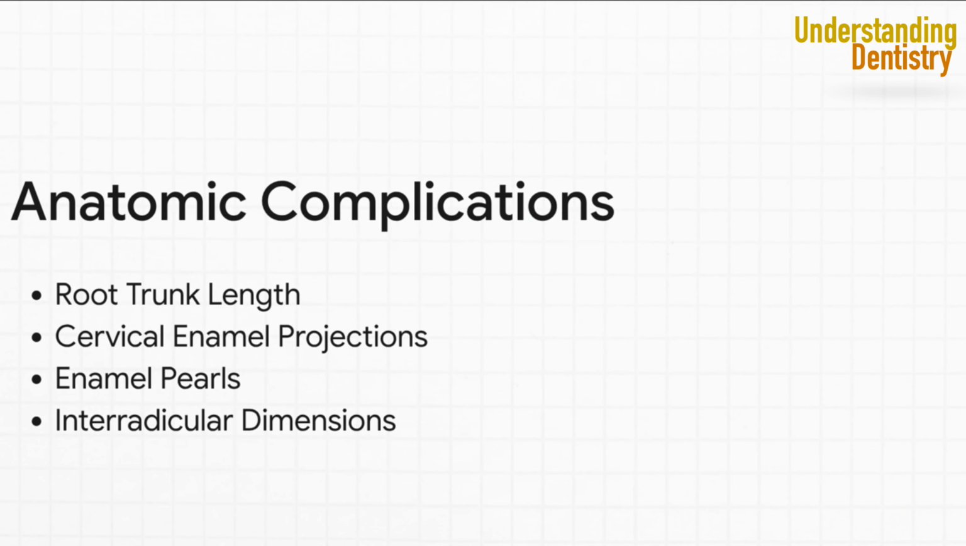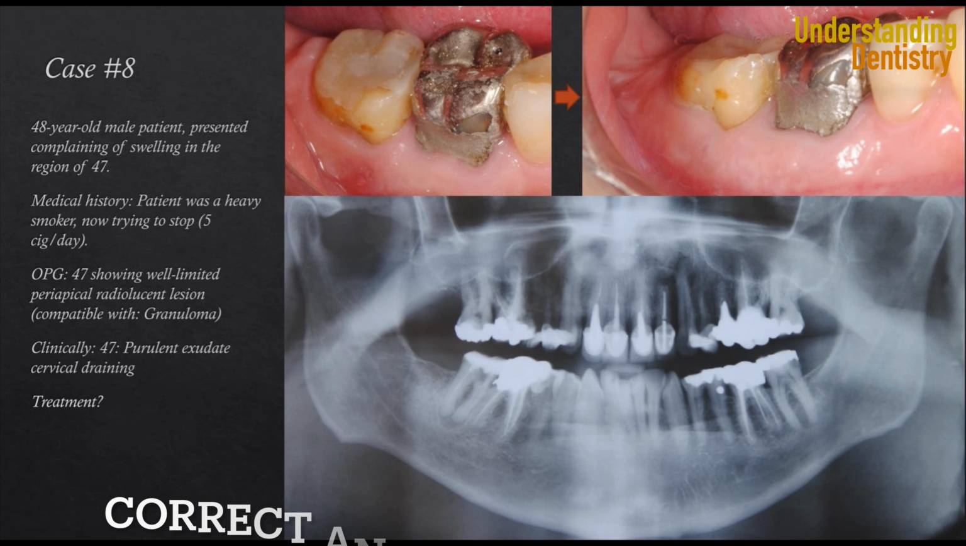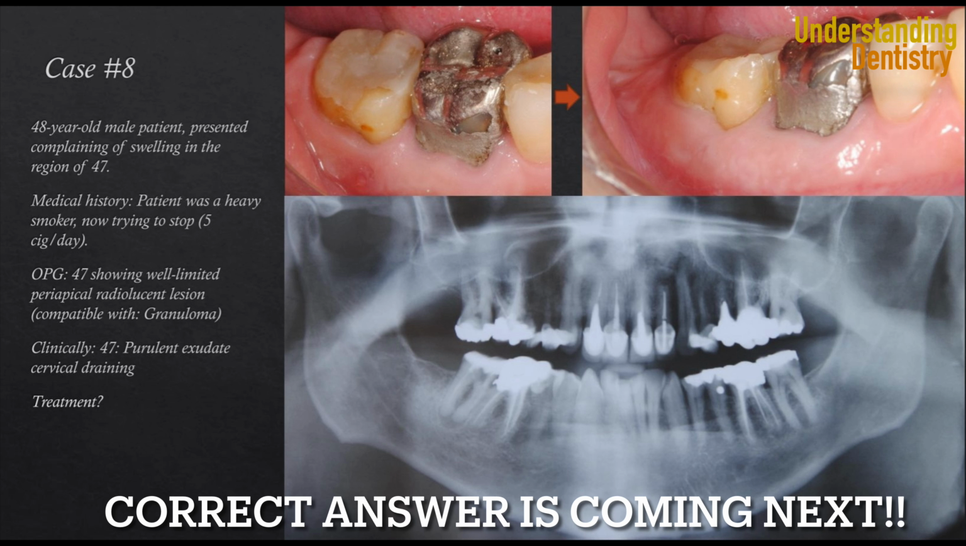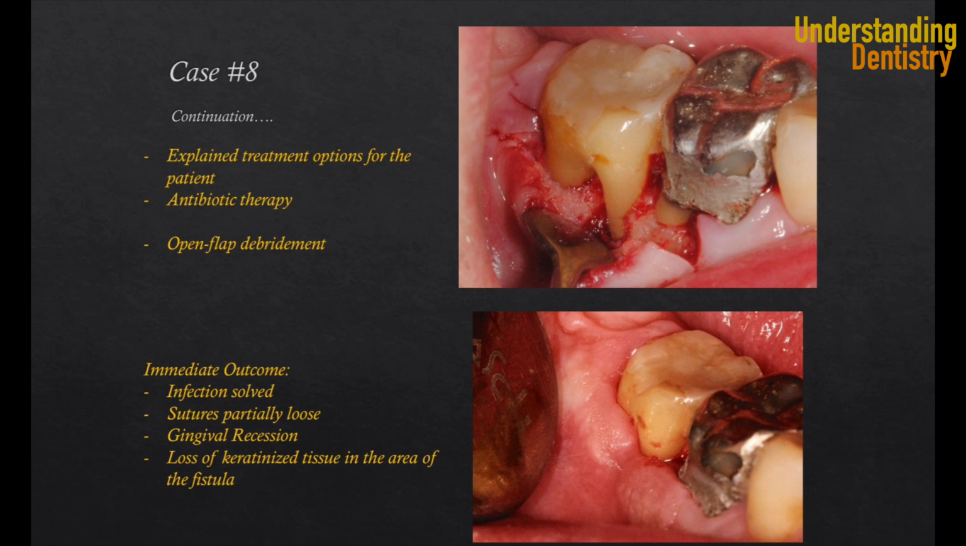Of course, it's not always simple, right? The local anatomy can really throw a wrench in things. A short root trunk, those pesky cervical enamel projections, narrow interradicular dimensions, they all make instrumentation a nightmare and can really worsen the prognosis. This is exactly where that CBCT shines. It lets us see these challenges before we even pick up an instrument.